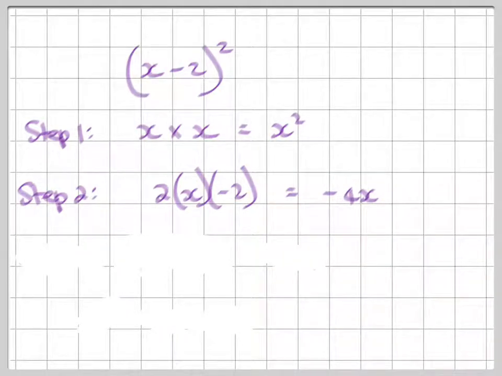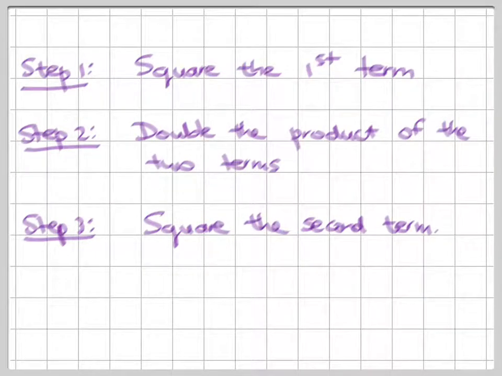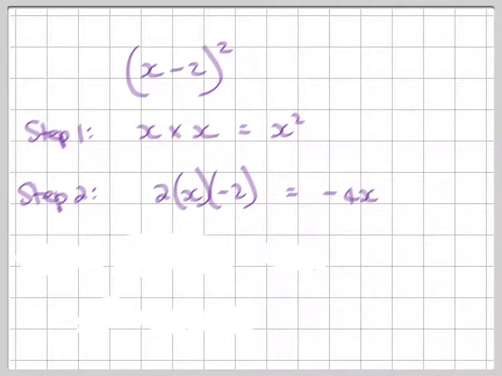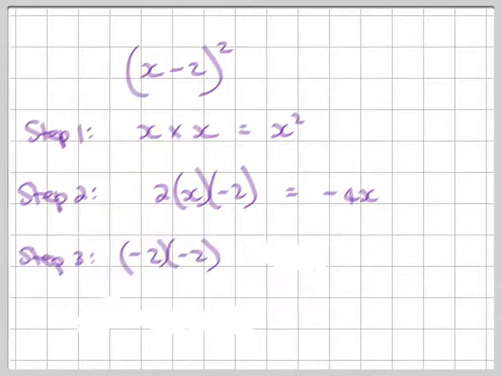Okay, then the third step is to square the second term. The second term in this particular one is minus 2, so we're going to square that. Minus 2 times minus 2 is equal to plus 4.